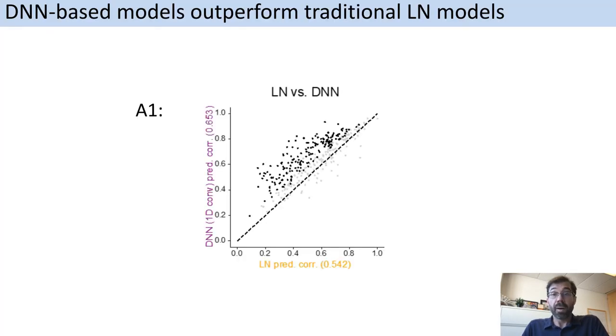And across the population of neurons in primary auditory cortex, we found that there was a consistent improvement for the DNN over the LN model. So again, this is one architecture that performed particularly well, and the black dots indicate neurons for which the prediction accuracy was significantly greater, according to a t-test, for the DNN over the LN model.